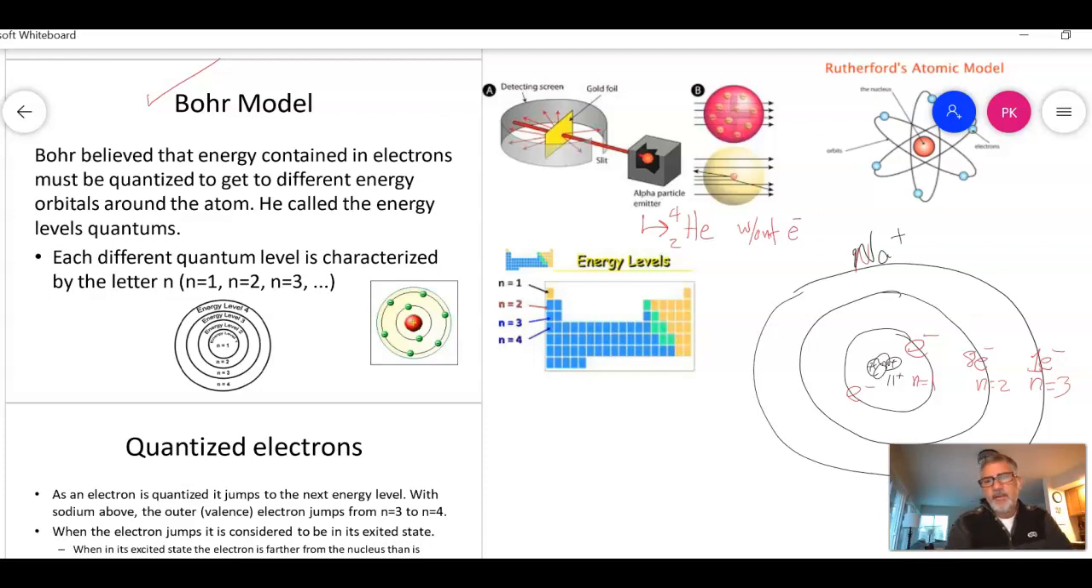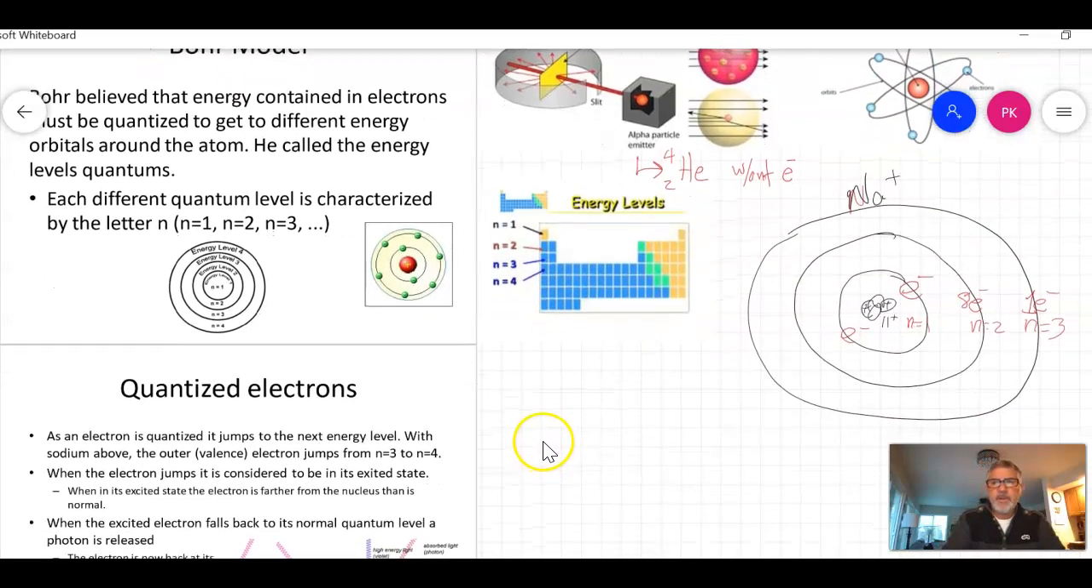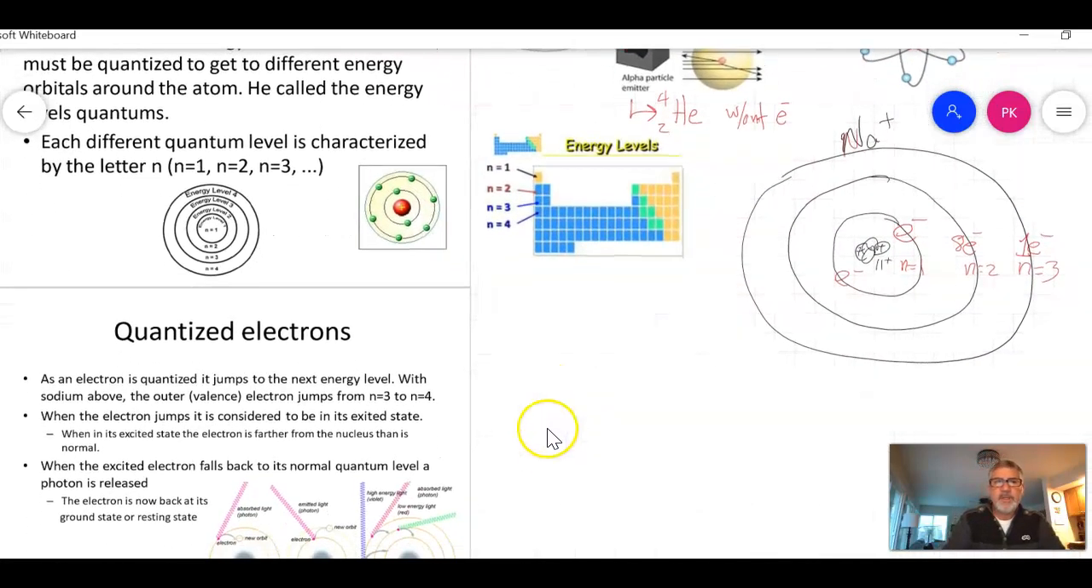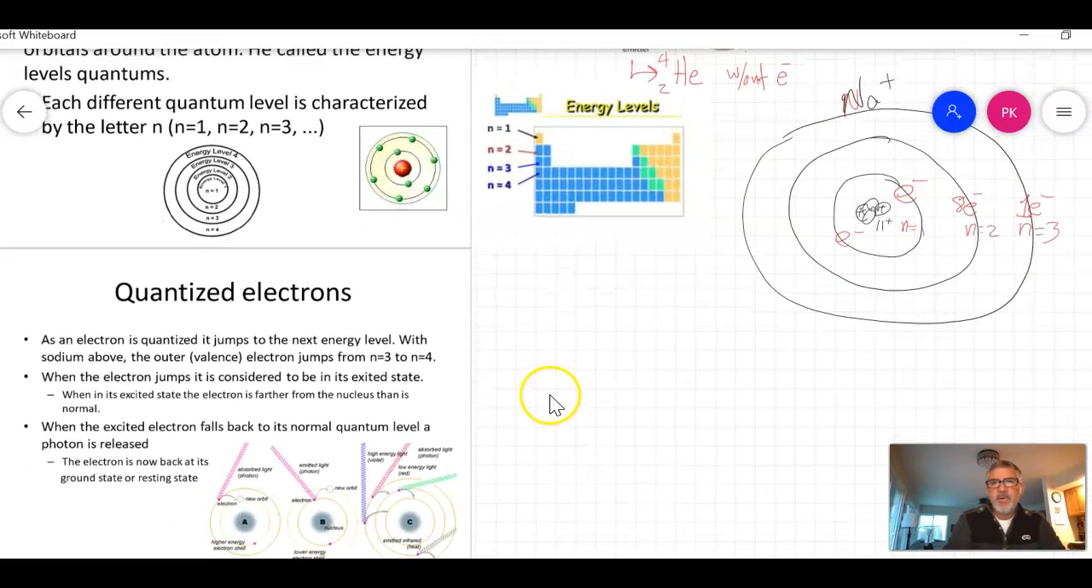Now, if you look at the periodic table, the reason why he chose those is, if you look at n equals 1, you count across, there's a maximum of 2 electrons. If you look at n equals 2, there's 1, 2, 3, 4, 5, 6, 7, 8. That's why there's 8. And n equals 3, sodium's in that first position, and that's why there's 1 up there. So he comes up with this model because he says that energies can be quantized.